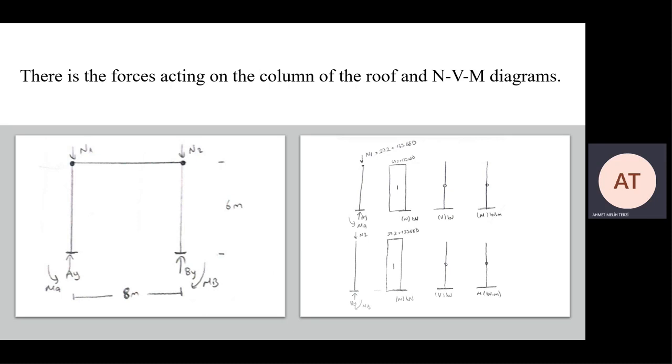And finally, on this slide, I showed you the normal, shear and moment diagrams that affect the columns. As you can see, the normal forces act on the column, while shear and moment had no effect on the columns. That's the column and the other column. It's the column normal force acting, shear force, and the moment acting on the column.